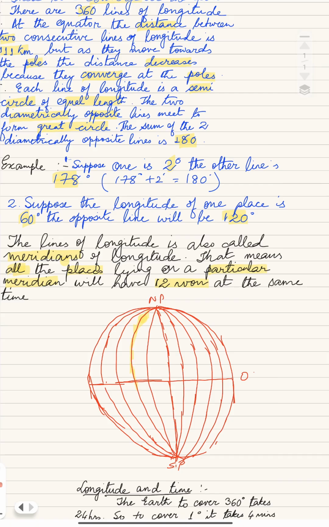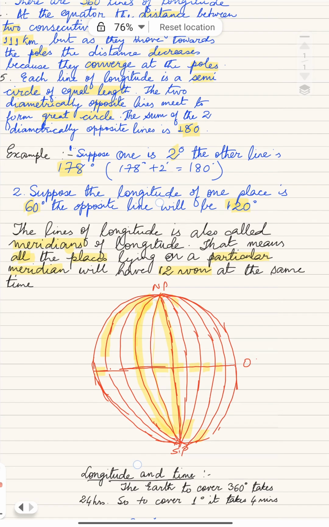Now here I have drawn lines of longitude. See, these are all vertical lines, and at the equator the distance between two consecutive lines is 111 kilometers. But these lines of longitude converge at the poles. They are meeting at the poles. So at the poles the length decreases.